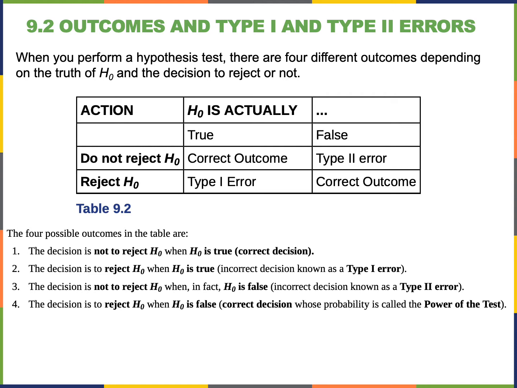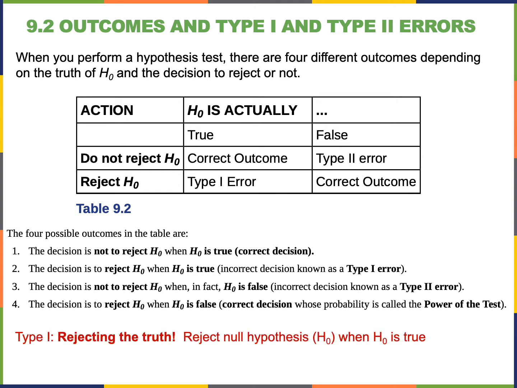All right, so let's talk about the 4 decisions again. This is the same thing I said, but in a different way. If you decide not to reject the null when it's true, that's correct. When you decide to reject it when it's true, that's incorrect, and that's known as a type 1 error. The decision to fail to reject when it's false is also incorrect, a type 2 error. And when you reject the null hypothesis when it's actually false, that's correct. The probability of this happening is called the power of the test. So we definitely want the power of the test to be as close to 1 as possible.